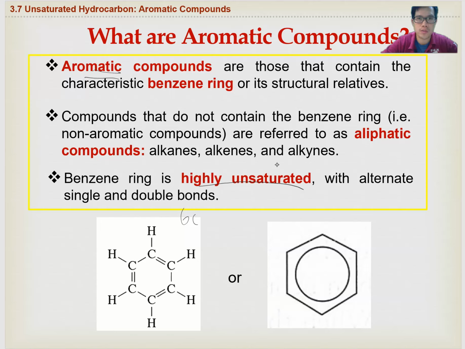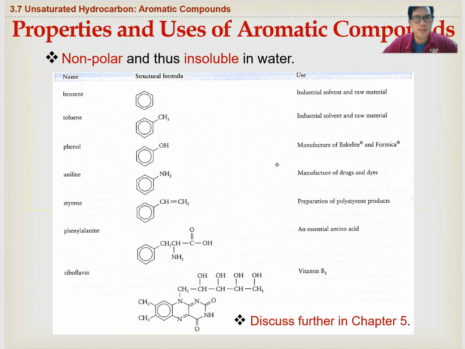The benzene ring is usually found in industry, and in solvents as well. But you are able to see some in the food context, for example, amino acids. You can see they have a benzene ring. Vitamins, you can see a benzene ring as well.